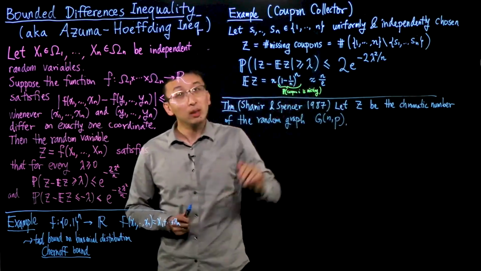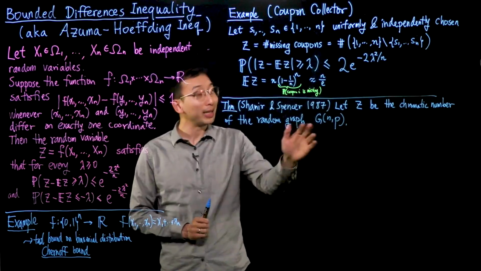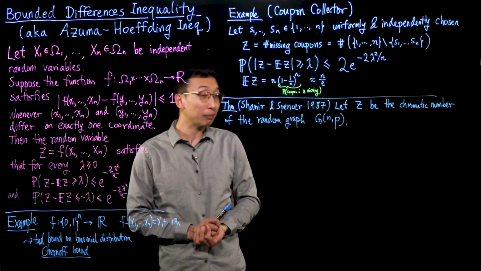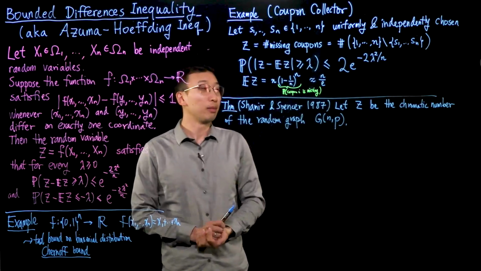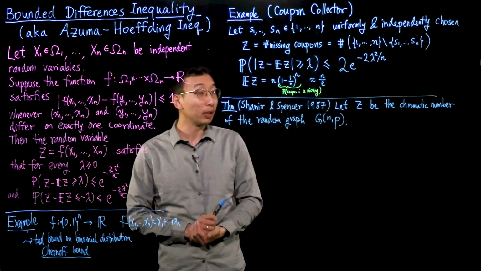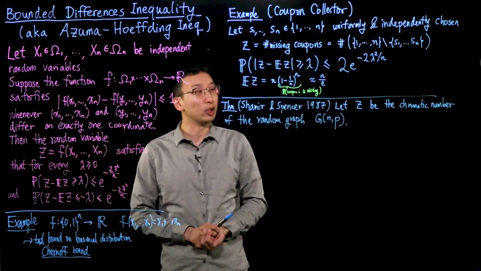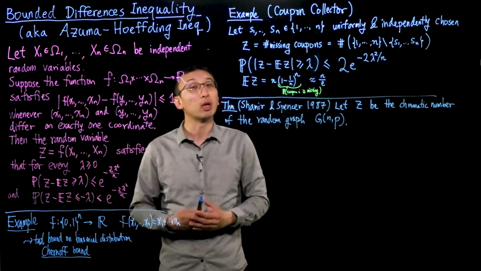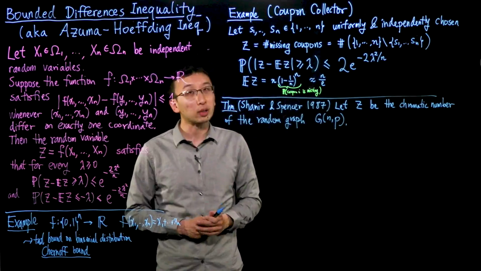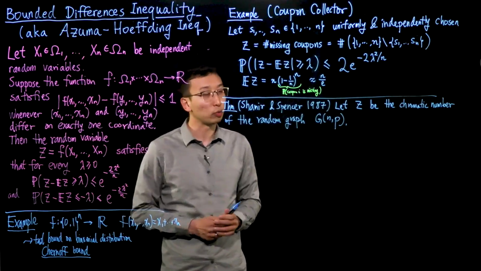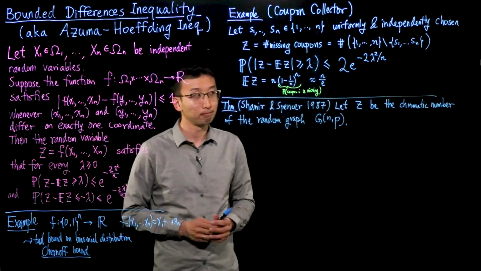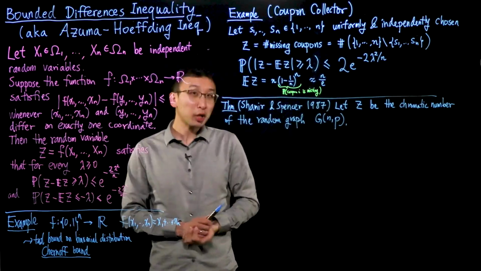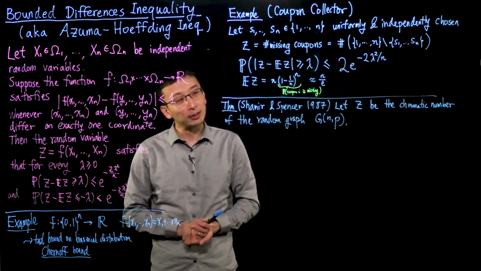G(n,p) is the Erdős-Rényi random graph obtained by taking n vertices and putting an edge between every pair of vertices with probability p. So throw a probability p coin for each possible edge independently and construct a random graph this way. And then Z is the chromatic number of this random graph. So it is the minimum number of colors required to color all the vertices so that no two adjacent vertices receive the same color. This is some random variable, and this random variable is pretty complicated. It's pretty hard to analyze.